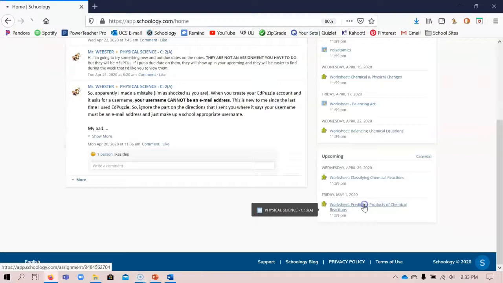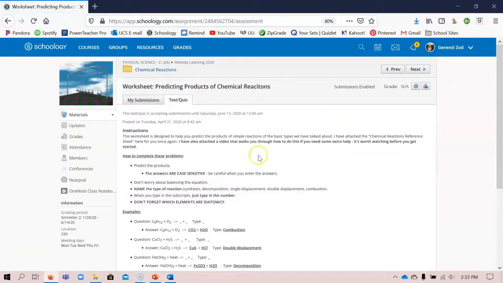So if I click on this right here, it's going to take me right to the initial page and the directions on the assignment. These instructions are going to be really helpful because they tell you exactly what to do. And it talks about what we're doing for the problem. So first, we want to predict the products of the reaction that we have. What's important here is that answers are case sensitive. You want to be very careful when you enter the answers. If you're going to do carbon dioxide, you put capital C, capital O, and then the number 2, as opposed to capital C and a little o. It'll mark it wrong if you do not use uppercase and lowercase for the appropriate letters.